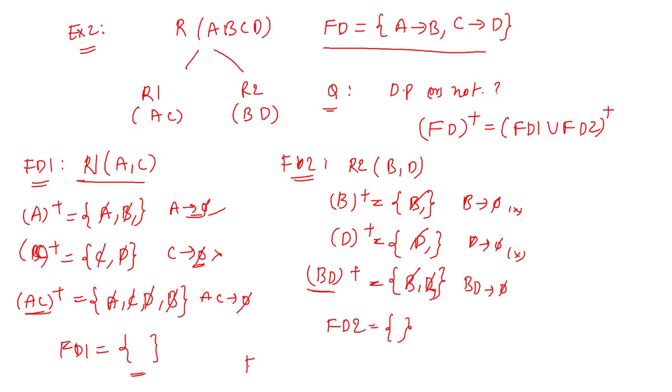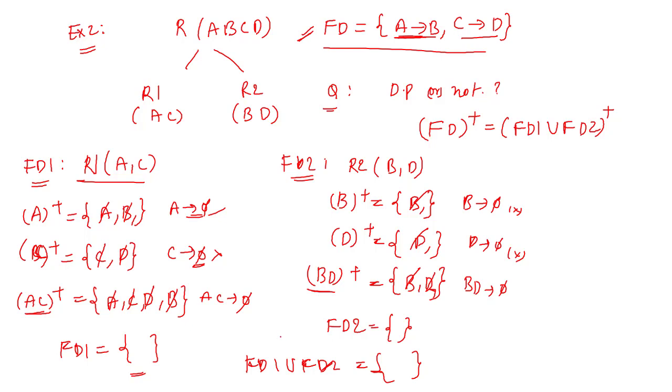Now what is FD1 union FD2? It is the empty set. Now you have to check each and every functional dependency in this set, whether A implies B is present in this union. No. Whether C implies D is present in this union. No. So from this we can say this decomposition is not dependency preserved.